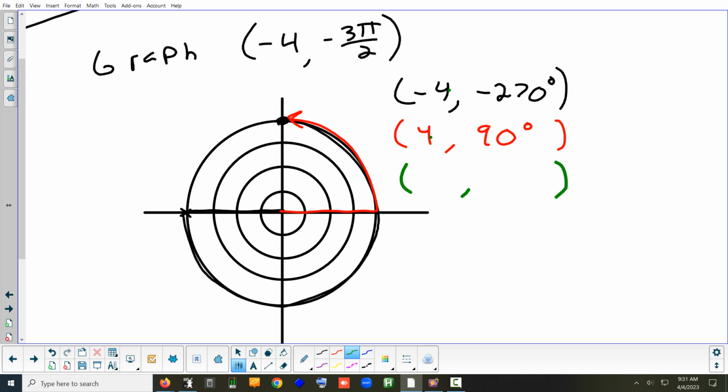So could you do -4, -90? Let's see. So -4: 1, 2, 3, 4. And then -90 would mean to rotate clockwise 90 degrees. Okay, so we got that one. And then we had that black one there. Another way.